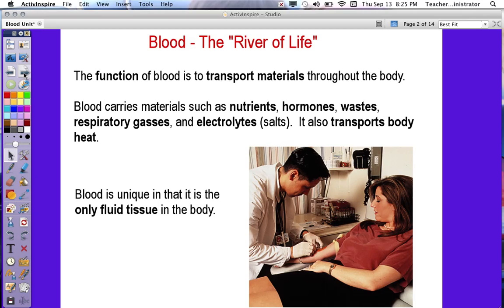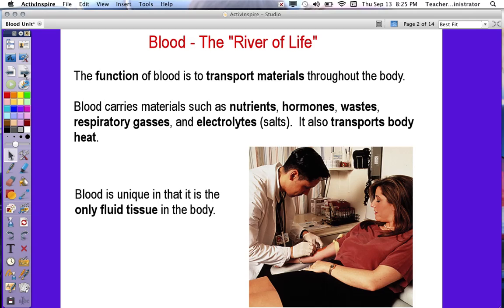Blood is often called the river of life because its main function is to transport materials everywhere in the body. So it is like a river flowing through your vessels that goes everywhere in your body. It's going to carry everything from nutrients to hormones to the gases from your breathing to even body heat. Okay? It is also a unique substance in the fact that it's the only fluid tissue in the body.